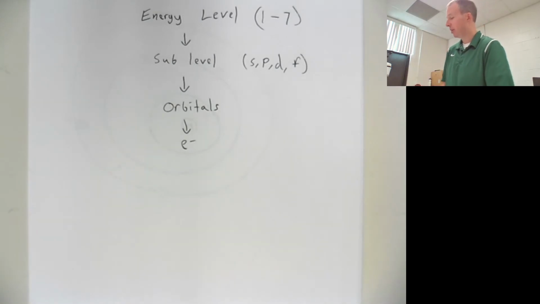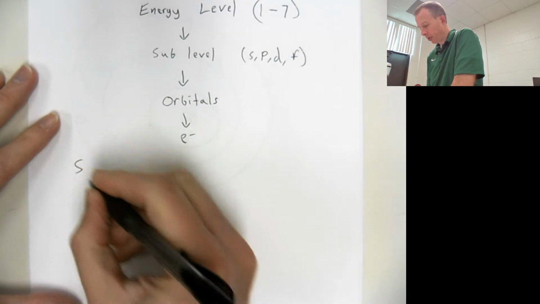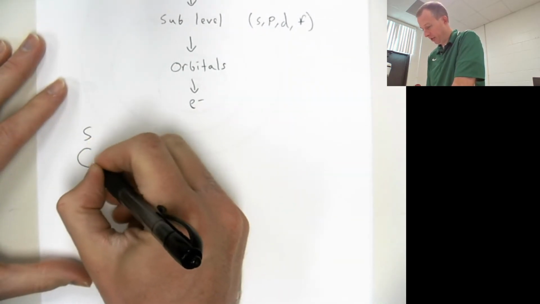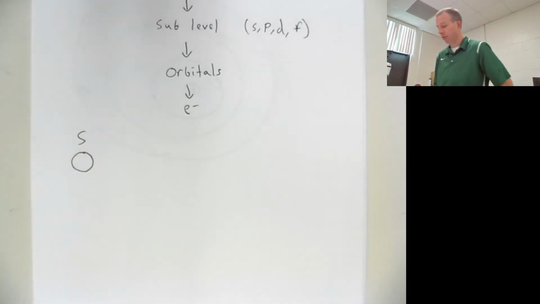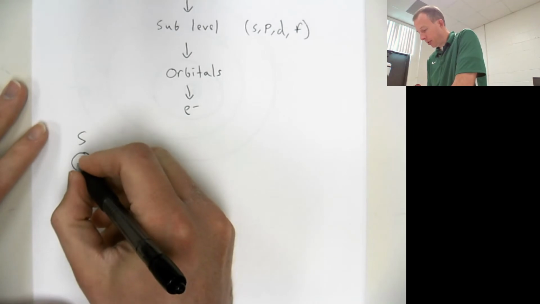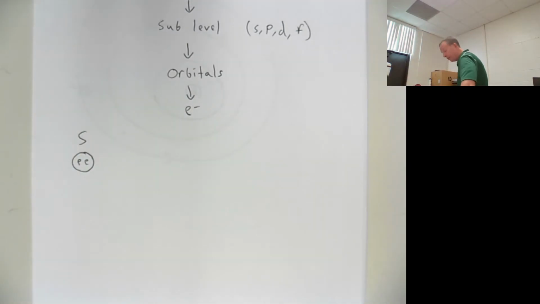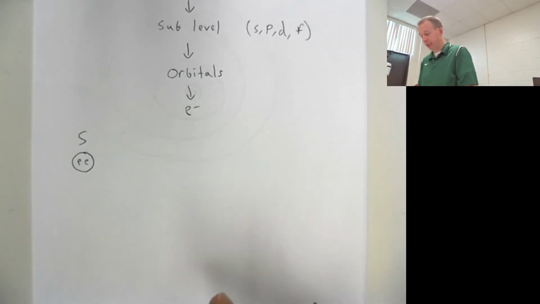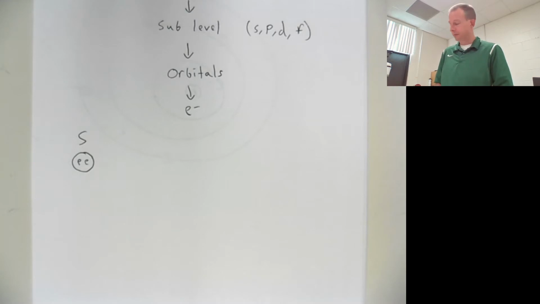We do the same thing with an electron. So let's say we have an s orbital, which is basically a sphere, just like a circle. Imagine the sphere. There would potentially be 2 electrons inside that s orbital.